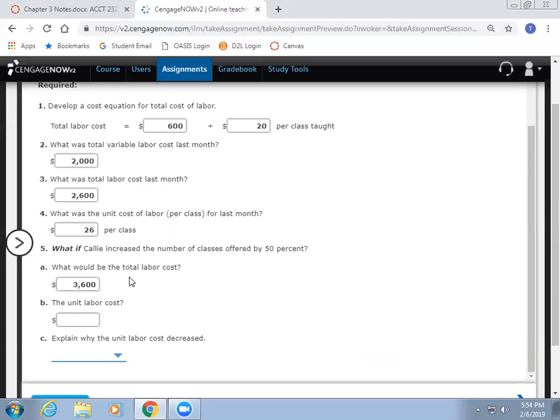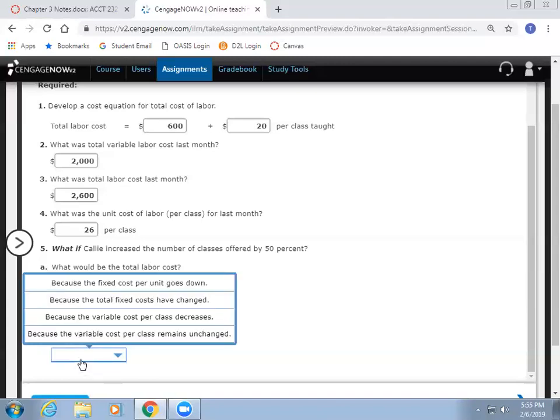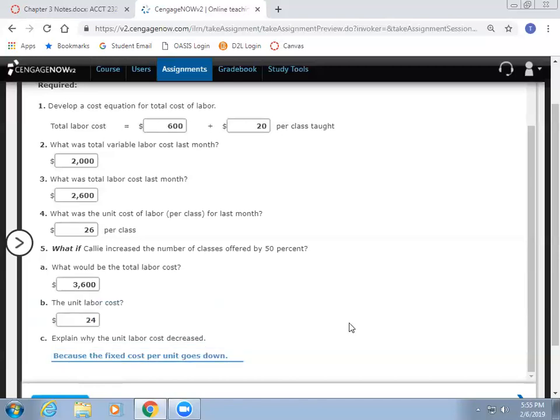What's my new unit labor cost? $24. Very good. And there we took the 3,600 divided by 150 classes. So now it's dropped, right? Our cost of labor per class has gone from 26 to 24. And why is that? Because the fixed amount is still the same, but you just added to how many there are. Right, you're spreading that fixed cost over more classes. Very good. So why did the labor cost decrease? Because your fixed cost per unit goes down. Okay, so you're just spreading that 600 over more classes.